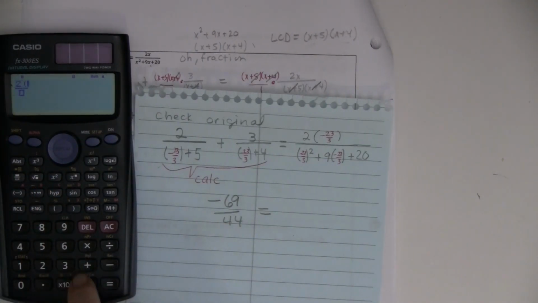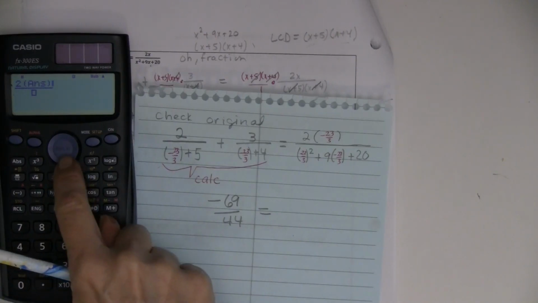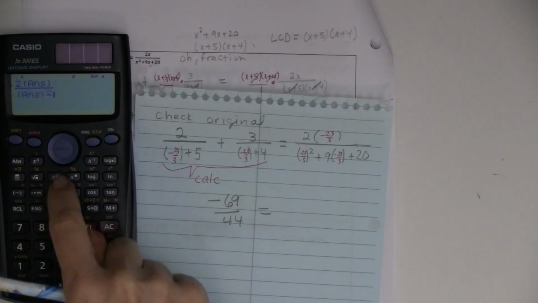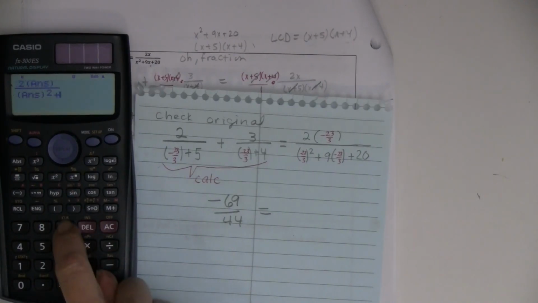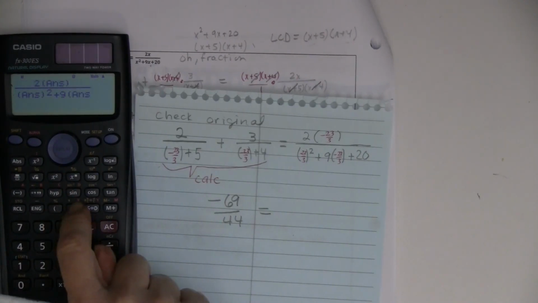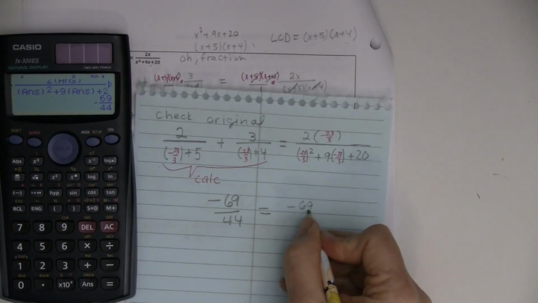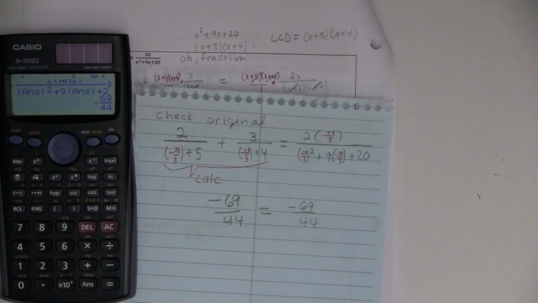So 2 times the answer, go downstairs, and the answer squared, and plus 9 times the answer. You don't have to put the parentheses around the answer there, I don't think. And so I don't know why I'm going to put them in, but this is what it looks like over there. And so I'm going to get the same, negative 69 over 44. And I'm like, okay, yay, that means it was a good answer.